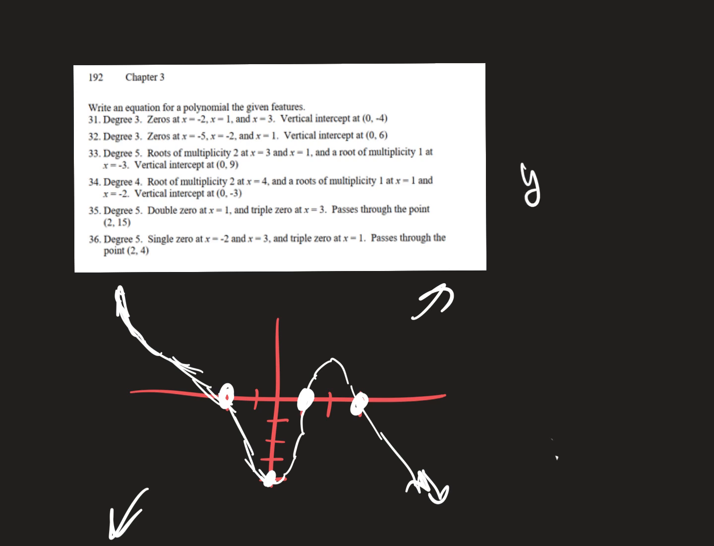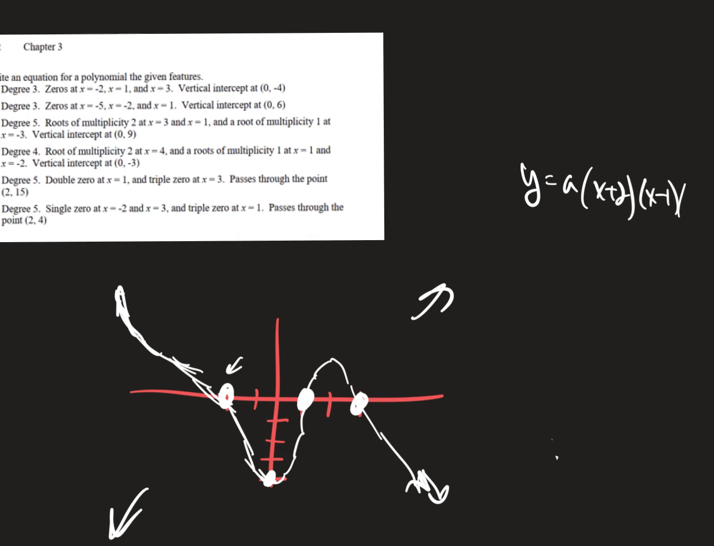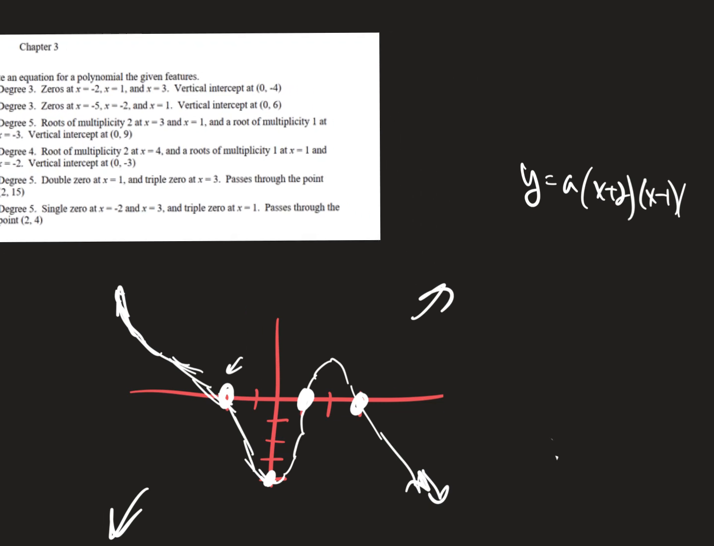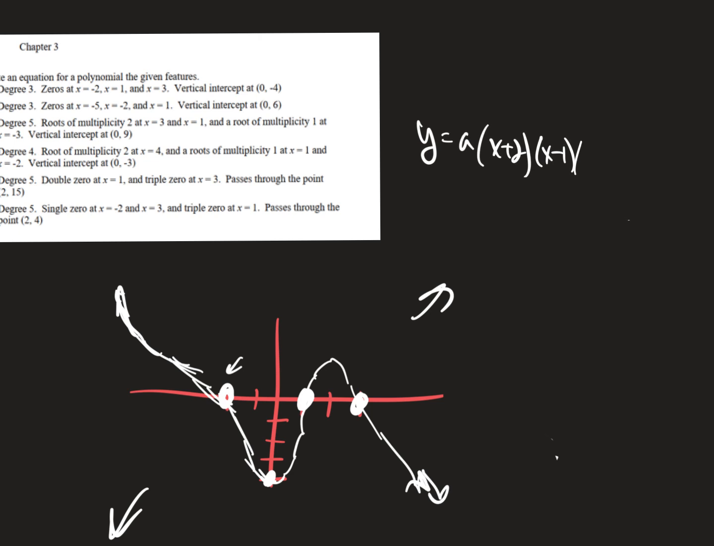I'm going to do f of x equals some number a times x plus 2. Remember how you change the signs? And then x minus 1, and then x minus 3. I'm going to run out of room here, aren't I? Can I grab that and move it over? Oh, I can. Excellent. So then x minus 3.